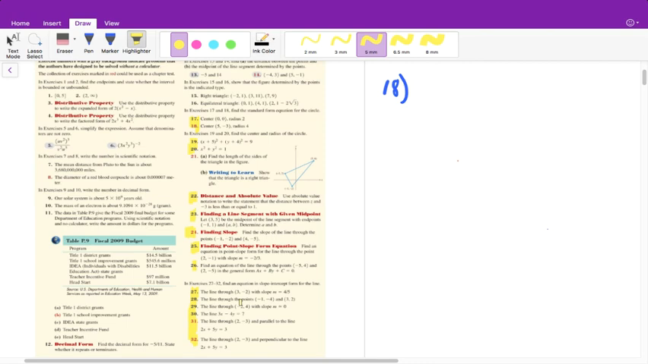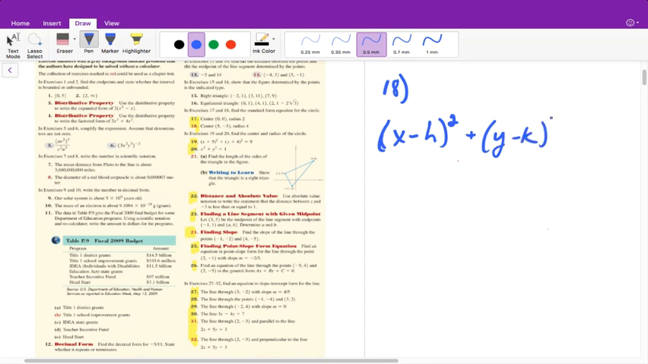All right, so for this first one, the first two, 17 or 18, I'm going to do 18. And it says, find the standard form equation for the circle. Well, the standard form of the equation of a circle is (x minus h) squared plus (y minus k) squared is equal to our radius squared. And we never substitute into this x or into this y.